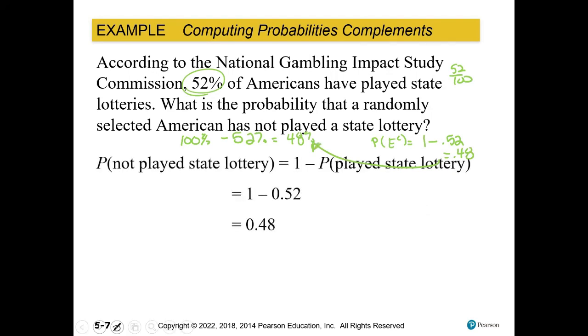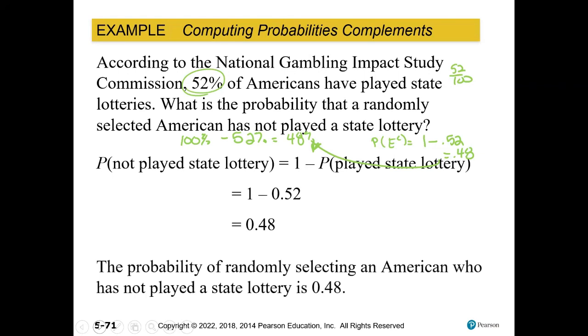So it's just preference as to how you want to think about it. If they give it to me in percent form, you can just take it away from 100%. If they give it to you in decimal form, you can subtract it from 1. I just wanted to show you that it works both ways. That 1 whole is also 100%.